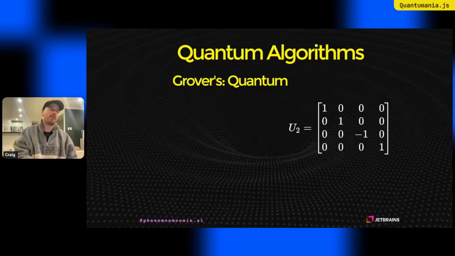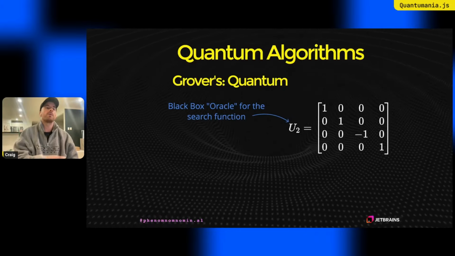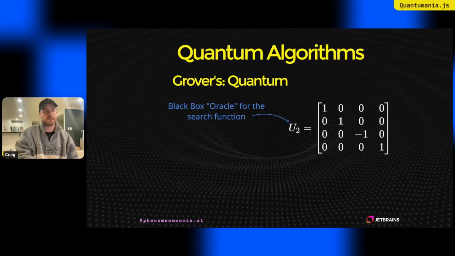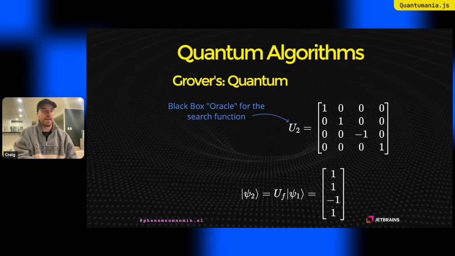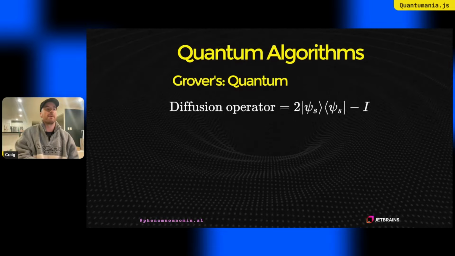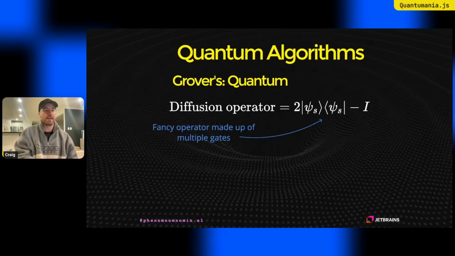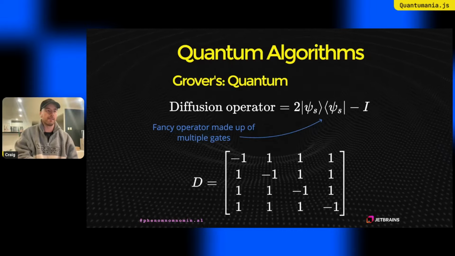In this case, we have an oracle for a search function, which returns the value 2. Again, we wouldn't necessarily know what this input was going to be. We apply the oracle to our initial state. And then we apply a special diffusion operator, which is a fancy operator made up of multiple gates and ends up in a matrix looking something like this.